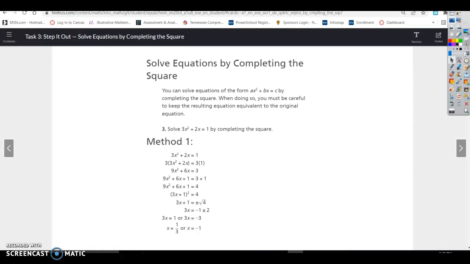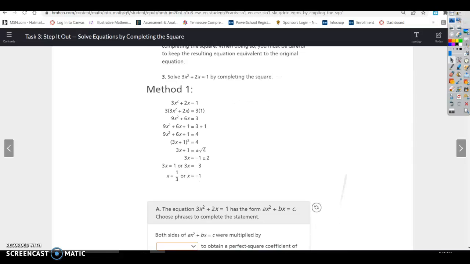Lesson 18.2, Task 3. Solve equations by completing the square. You can solve equations of the form ax squared plus bx equals c by completing the square. When doing so, you must be careful to keep the resulting equation equivalent to the original equation. Solve 3x squared plus 2x equals 1 by completing the square.